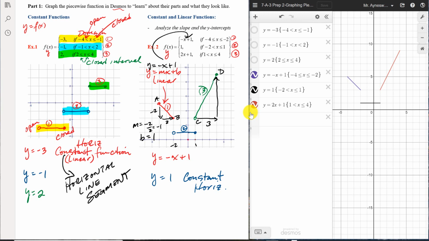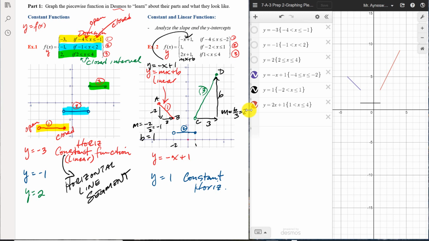So if you go right 3, 1, 2, 3, you count up 1, 2, 3, 4, 5, 6. And so the slope is always rise over run, so 6 divided by 3 is 2. So I know the slope is 2, and there is your slope, mx plus b.